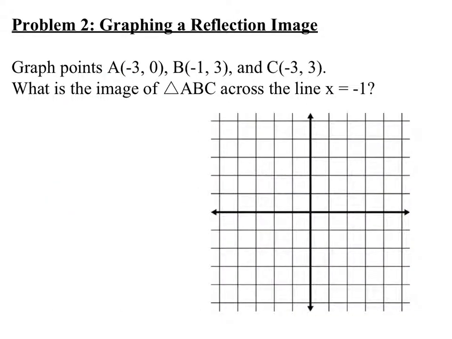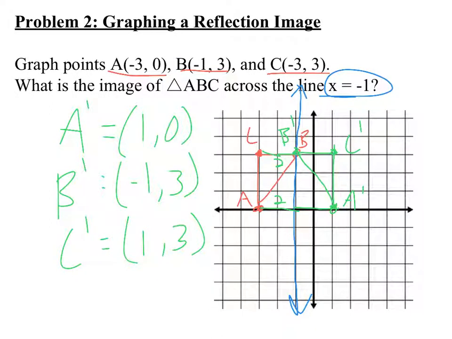Our second example here, we've got the point A at negative 3, 0. We've got B at negative 1, 3. And we've got C at negative 3, 3. So here's our triangle right here. Now we're going to be reflecting it across the line X is equal to negative 1, which is this line right here. So what I want you to do is pause the video, find the reflection, and then once you have an answer, go ahead and hit play, and we'll see how you did.